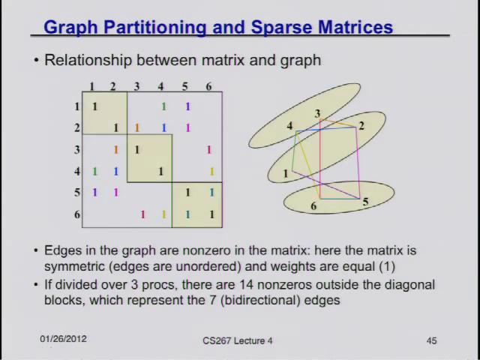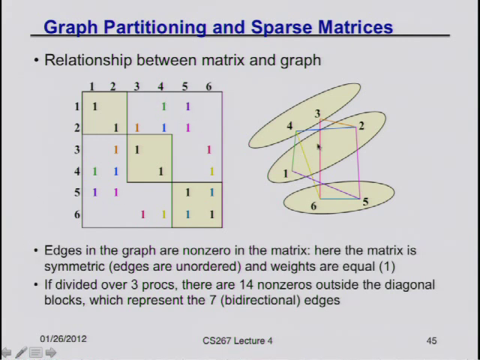So what I'd like to do is ask, is this a good partitioning? If I assign processor 1 rows 1 and 2, and processor 2 rows 3 and 4, then have I done a good job of minimizing the amount of stuff that's outside the block diagonals?